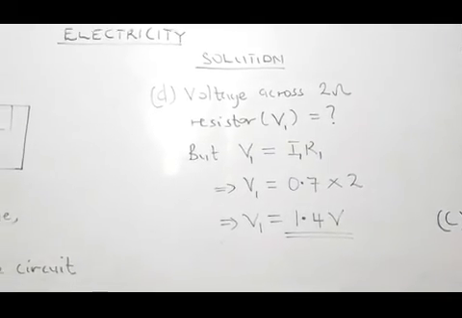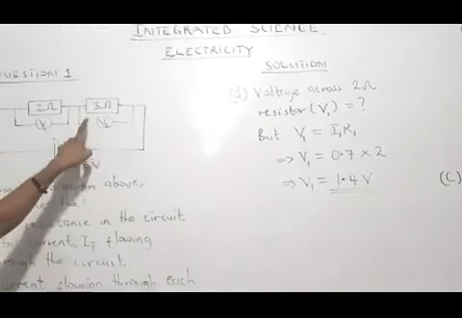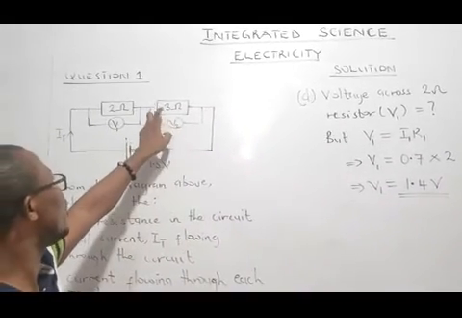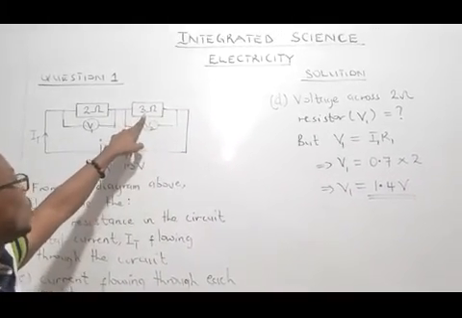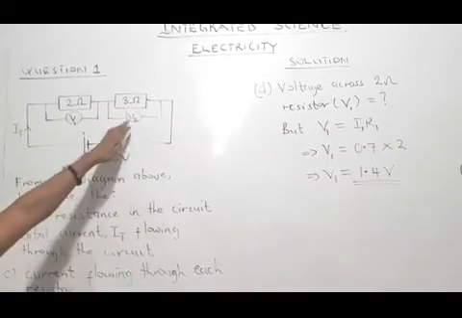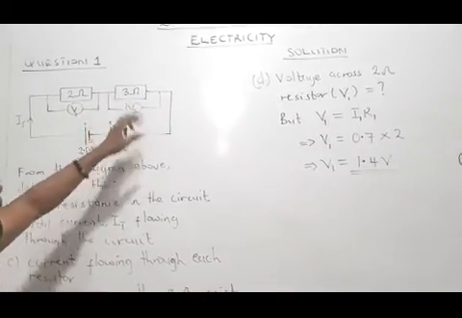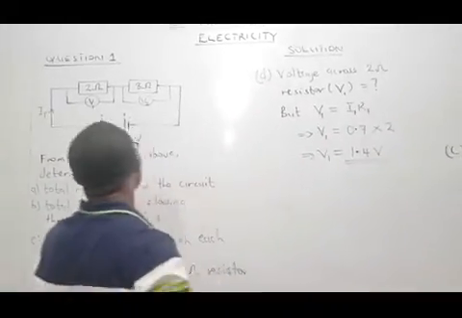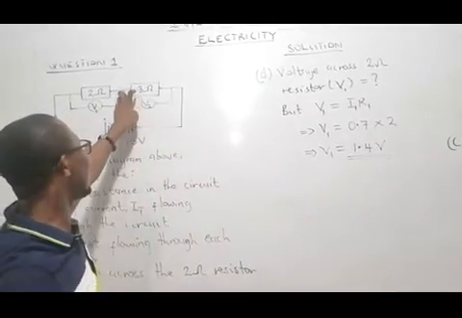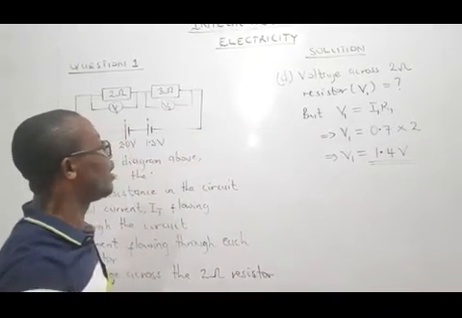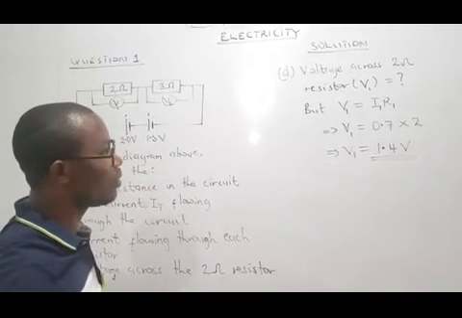Similarly, if you were supposed to find the voltage across the 3 ohm resistor, then your V2 will be equal to the current flowing through this resistor, which is I2, and then the resistance, which is R2. So your V2 here will be equal to I2 times R2. We said the I2 is also 0.7, and then the R2 is the 3. So 0.7 times 3, that will give you 2.1.